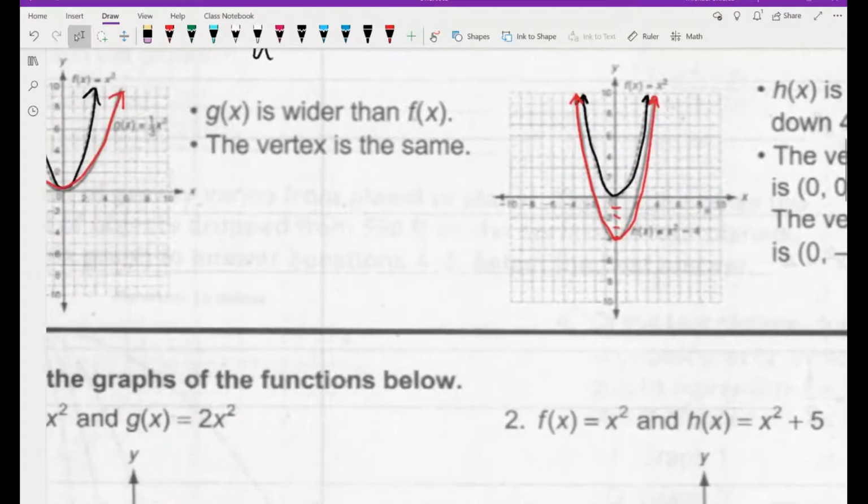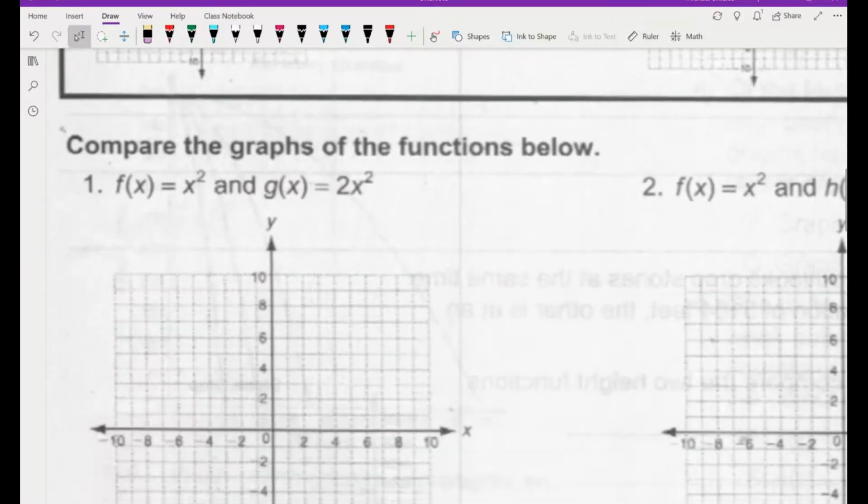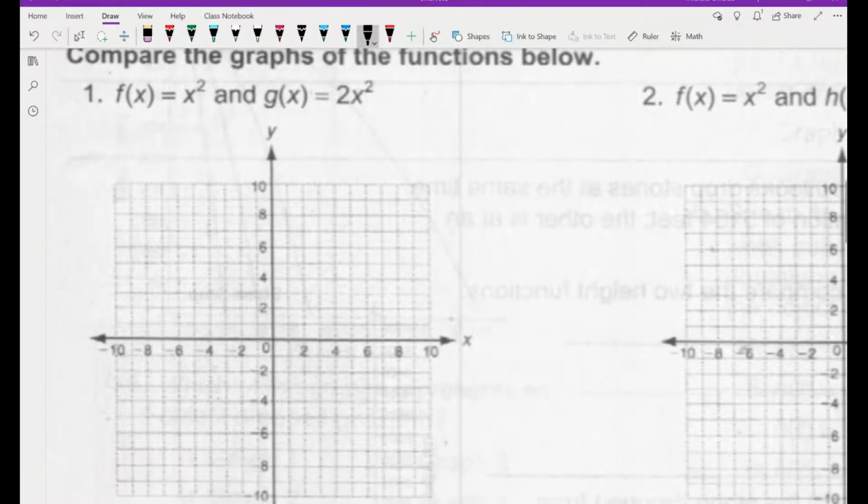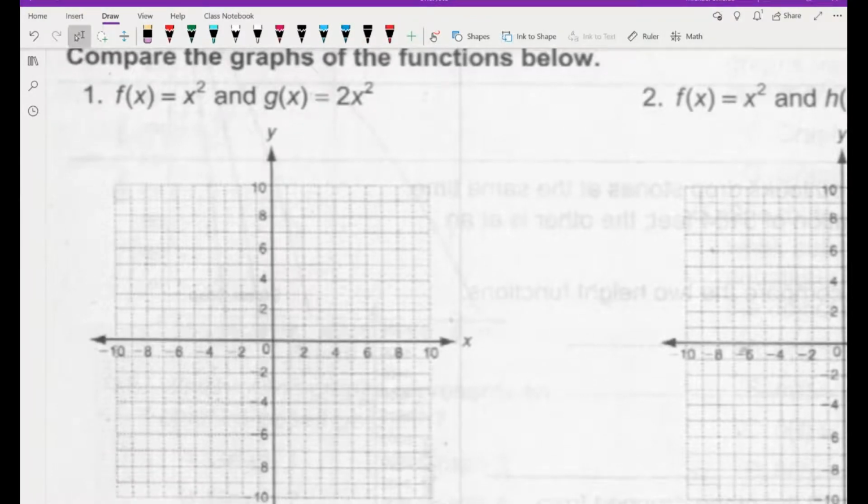So let's take a look now. It says compare the graphs of the functions below. Okay, f of x equals x squared. We could always make a simple table of values just to get a few points in, because this is really just y equals x squared. Let me rewrite this so it's a little easier to read.